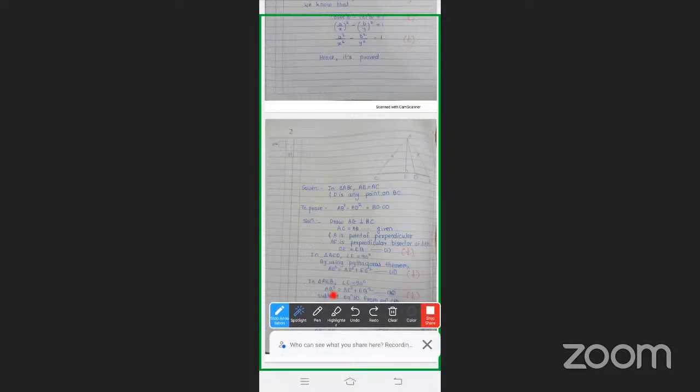In triangle AED, angle E is equal to 90 degrees. Just focus on which triangle is given. Triangle AED, this one triangle, correct? So here in triangle AED, angle E is equal to 90 degrees. So by using Pythagoras theorem, AD square is equal to AE square plus ED square. So in triangle AEB, angle E is equal to 90 degrees. So for AB square we have to write the same equation by Pythagoras theorem, AE square plus EB square.